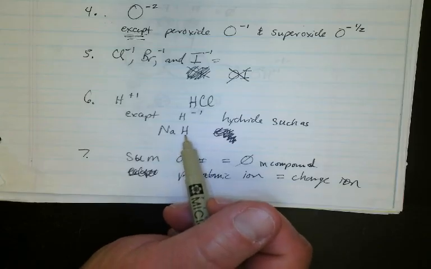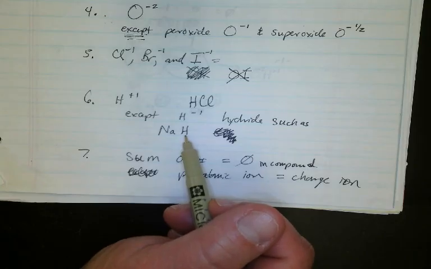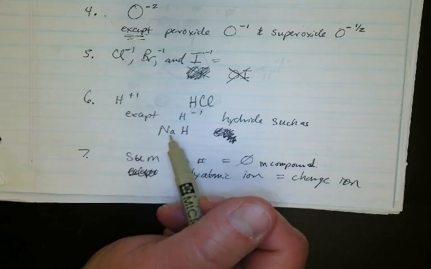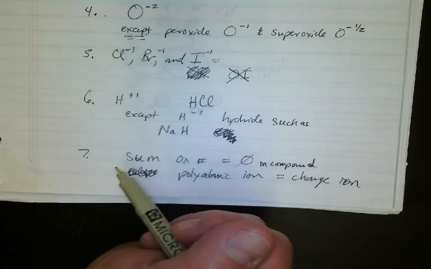So if you see a hydrogen at the end of the compound, and it's not an organic compound, it has to be inorganic, that's a hydride. So this is sodium hydride.